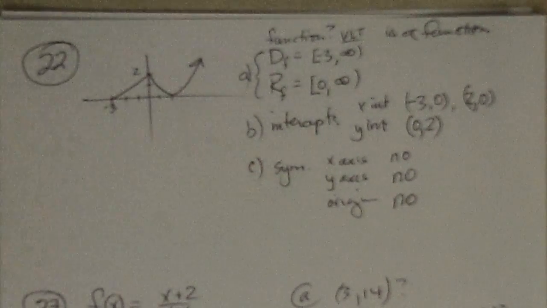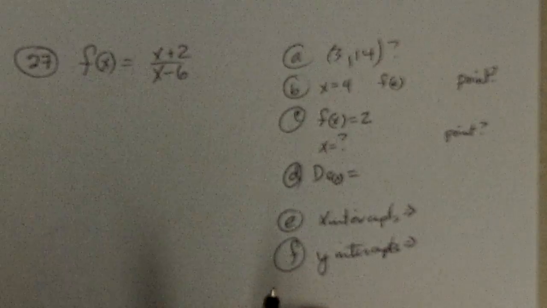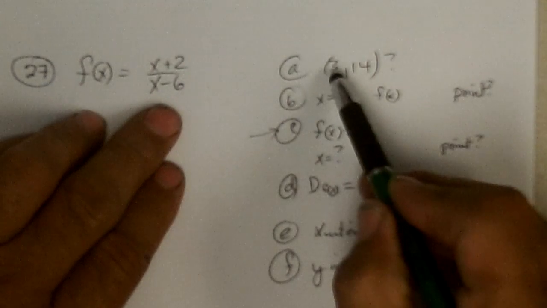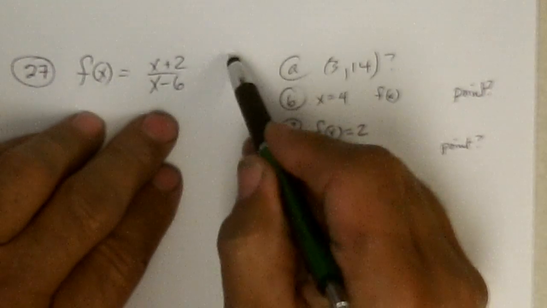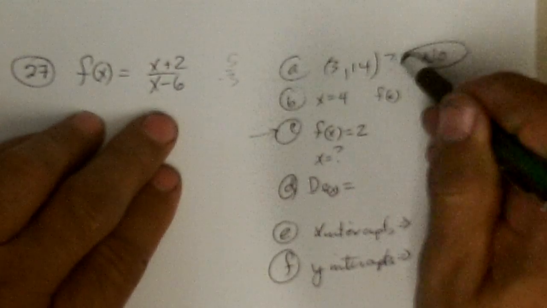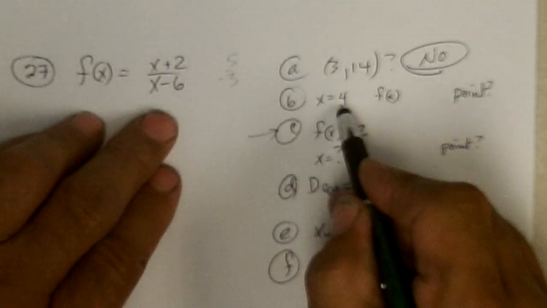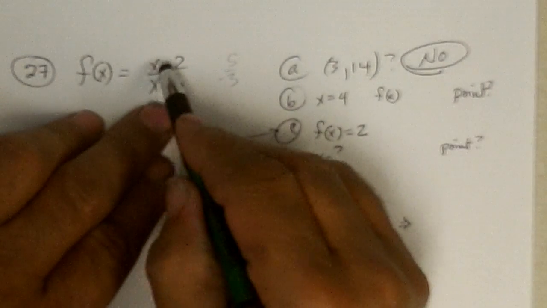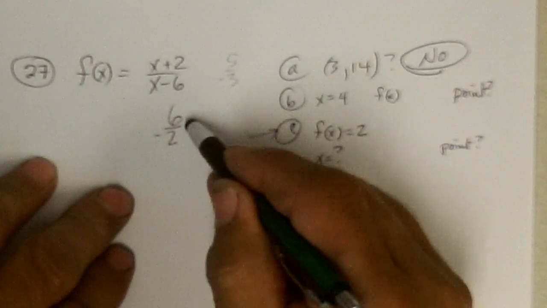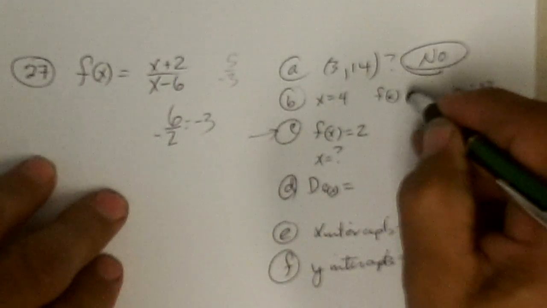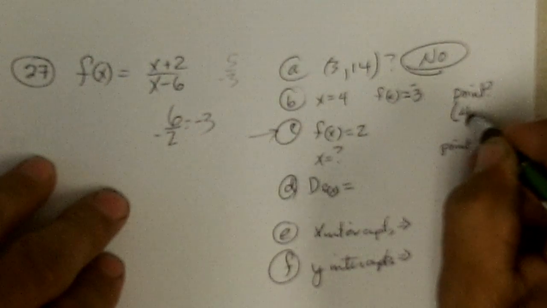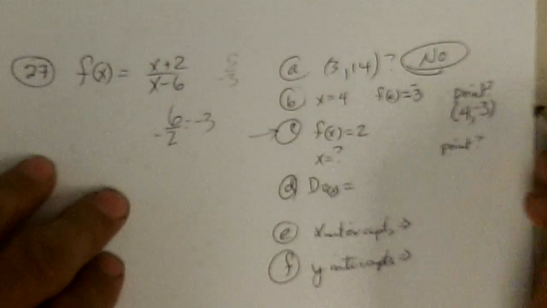Okay. And now 27. The question was on C, but I'm going to do all these. Is (3, 14) on here? If I put 3 here, I get 5, and I put 3 here over -3. That is not 14. No, this is not on the graph. When x equals 4, what's f of x? 4 plus 2 is 6. 4 minus 6 is -2. That comes out to be -3. So f of that is -3. And the point is 4 for the x, -3 for the y.